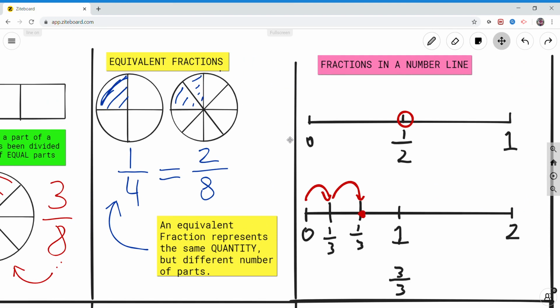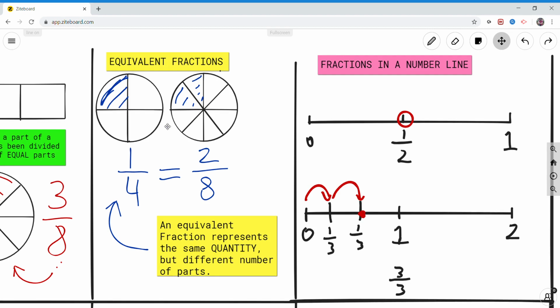Remember, an equivalent fraction represents the same quantity, but in a different number of parts. And what does that mean? If you have 1/4 of a pizza, so there's the whole pizza, 1/4 is what's shaded. If you take that fourth and you split it in 2 equal parts, and then you do the same with each part, you're going to have a total of 8 parts. But if you only shade 2 of those parts, then you'll have the same quantity as 1/4. 1/4 is equivalent to 2/8.